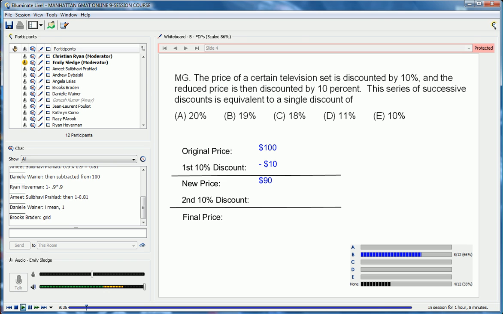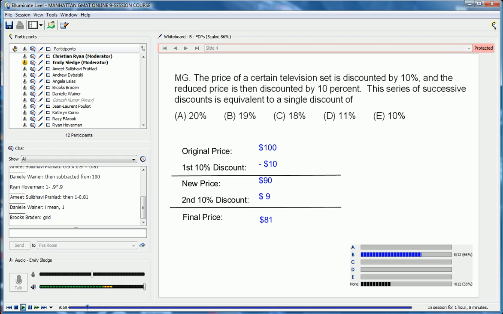The second discount, here's where I like this method quite a bit, is to catch the fact that the second discount of 10% isn't equivalent to the first. It's on a smaller amount, and so you end up with a price that's $81. And then you figure out, okay, that's $19 reduced.